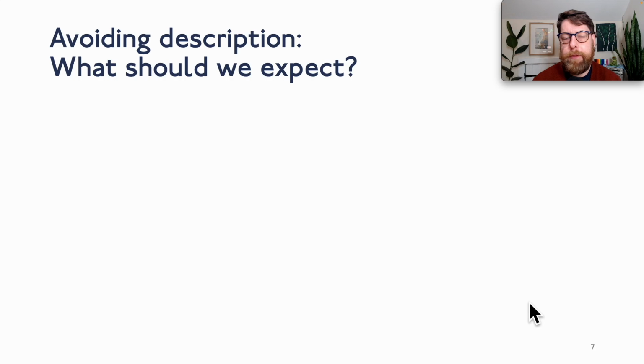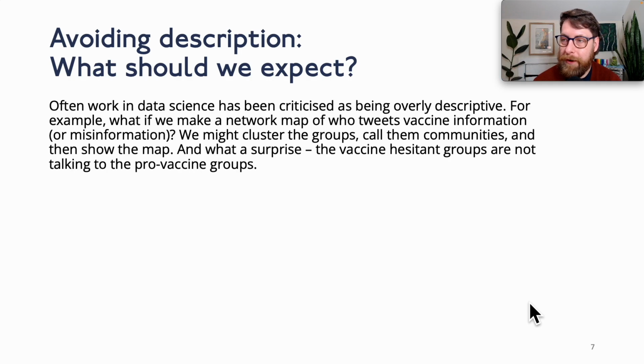Now, one criticism that's often been leveled at data science and or computational social science is that it's very descriptive. And I think part of what I'm trying to do here is set up a world where we don't make our work descriptive, where we make our work enlightening in some way. So imagine we have a network map. I've seen a lot of these over the course of the pandemic, a network map of people who tweet vaccine information or misinformation. And so you see these blobs, it looks like splats or abstract paintings.